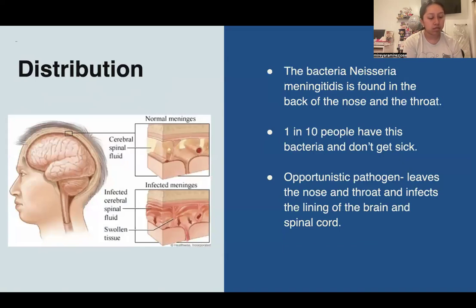So, the distribution of the bacteria. Neisseria meningitidis is actually found in the back of the nose and the throat. One in every 10 people live with this bacteria, but they don't get sick because it's where it's supposed to be in that area of the body. However, it can turn into an opportunistic pathogen, and once it leaves that area in the nose and throat, it can find itself in the meninges of the brain, and that is when it causes the infection.